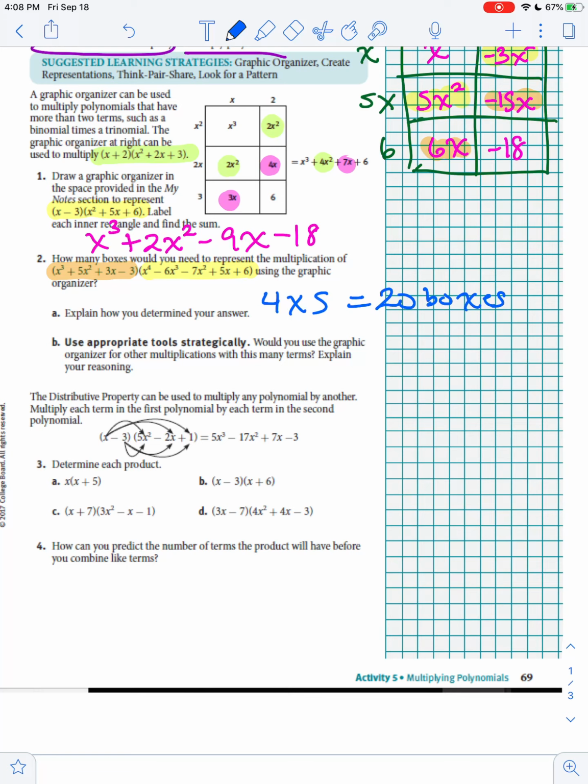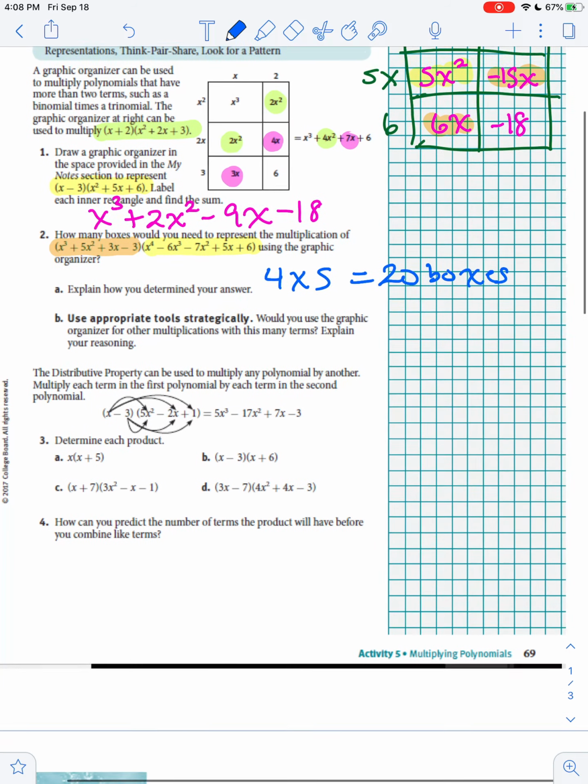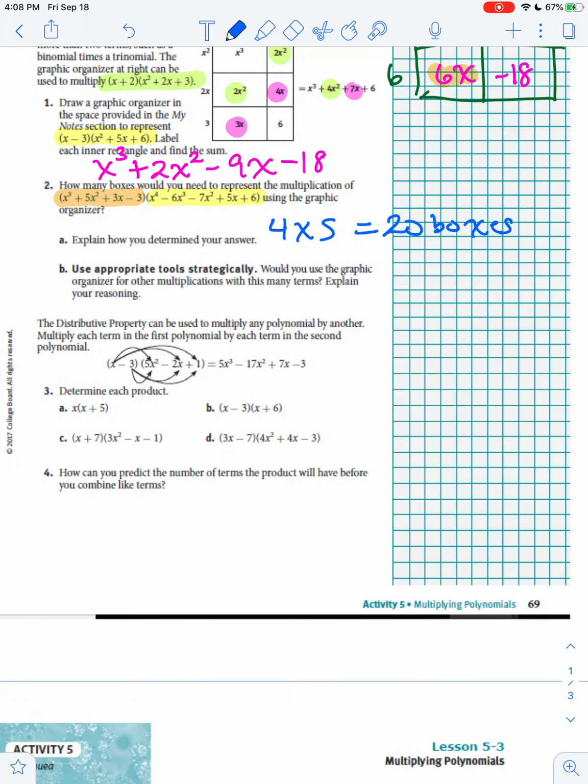So I'm not sure that I would do it that way, but you could. So when we get down to the next set, this is the first time they really start talking about distributive property, even though you've been using it for years. The idea for distributive property is to make sure you distribute to all the terms in the polynomial.